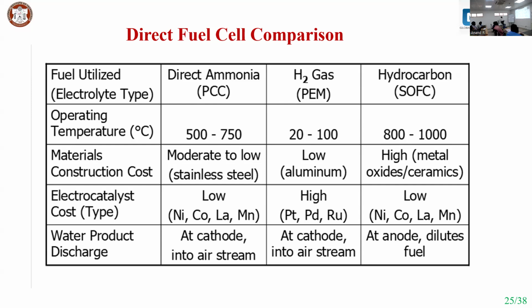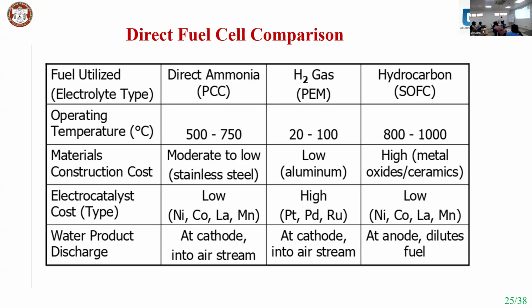Because we are using direct ammonia, a lower temperature is possible, but for hydrogen, at that temperature it can easily react with the anode and the catalyst, and we are able to convert it. We can use stainless steel, and here we can go for aluminum or ceramic base for the solid oxide fuel cell. Electrocatalyst cost is low for direct ammonia, high in the case of hydrogen. Then here it is low.